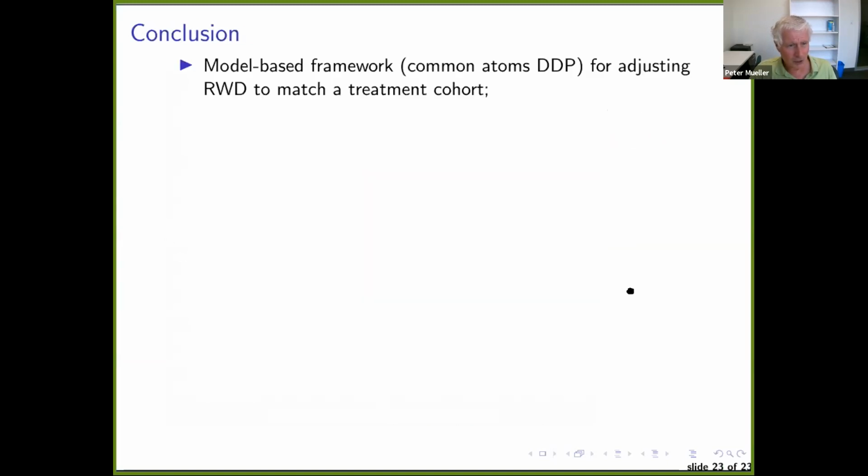And maybe let me just jump to the final slide. I tried to talk you through a model-based framework using what we called common atoms mixture models. The particular implementation is something known as a common atoms dependent Dirichlet process model, which is simply a non-parametric Bayesian mixture model. We used it to adjust real-world data to create a synthetic cohort, assuming the real-world data is available at the design stage, and the synthetic cohort is constructed upon completion of the trial.